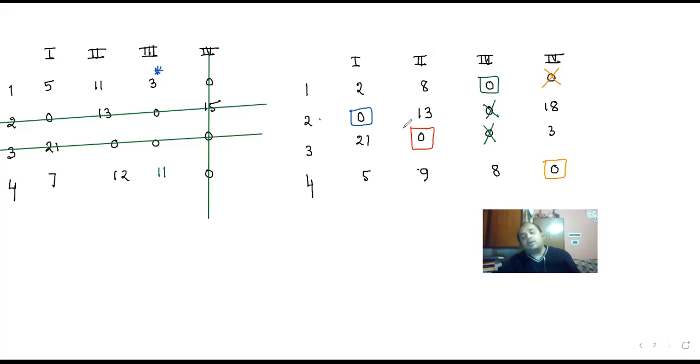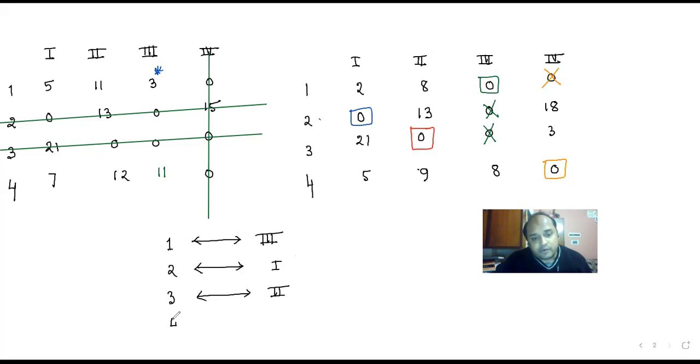And now at last we have got all the desired assignments, and now we can say that subordinate 1 is assigned to task 3, subordinate 2 is assigned to task 1, and vice versa. Subordinate 3 is assigned to task 2, and subordinate 4 is assigned to task 4. And this is the assignment that we have got.